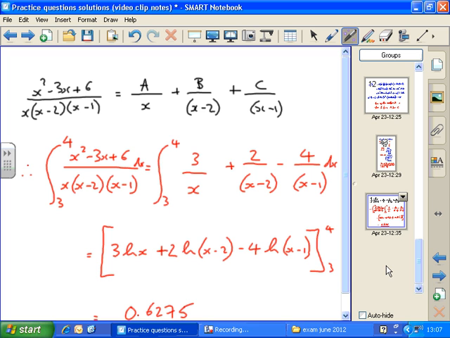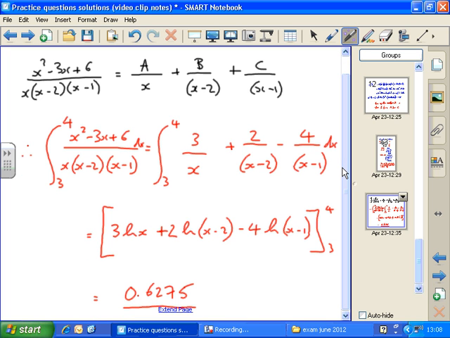So here's the original expression in partial fraction form. So the integral becomes this. And I can integrate each one in turn, and they are standard integrals. The integral of 3 over x is 3 log x, 2 over x minus 2 is 2 log x minus 2, and so on. And then I put my numbers in, see if you can finish this now. Limit 4 and then limit 3, and you should get the answer 0.6275.